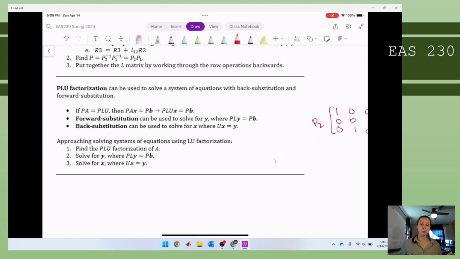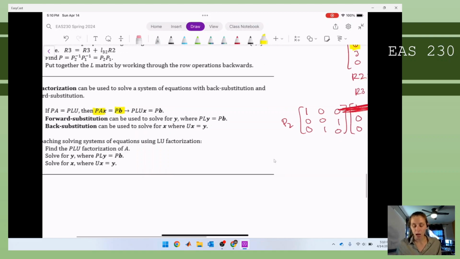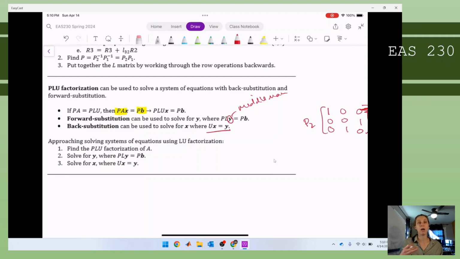Once we have PLU, then I can go ahead and solve my system of equations. So PA equals PLU. That's essentially what I did, which means PAX equals PB. So if I swapped my columns or my rows in A, I swap them in B as well. So we end up with PLUX equals PB. And then it's just the same. We still have our middleman step with this Y here. But we say PLY equals PB. Once we have Y, then we can go ahead and solve for X by saying UX equals Y, similar to what we did with LU factorization.